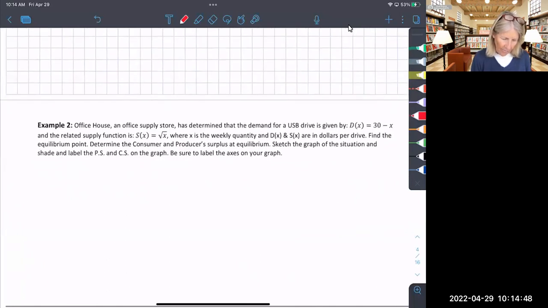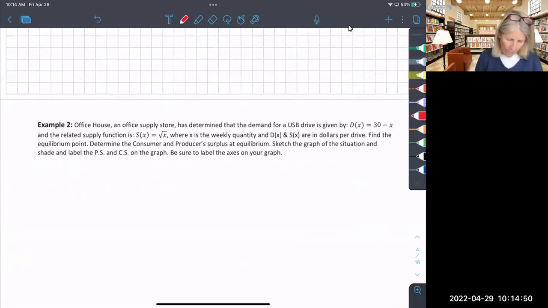Okay, example 2. An office supply store determines the demand is given by D of x equals 30 minus x, and the supply is the square root of x. Of course, the demand and supply are in dollars. Find the equilibrium point and determine the consumer and the producer surplus. Sketch the graph of the situation.